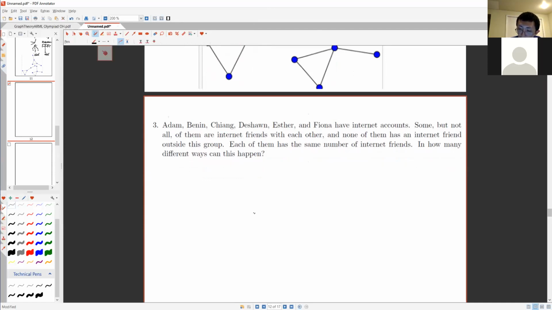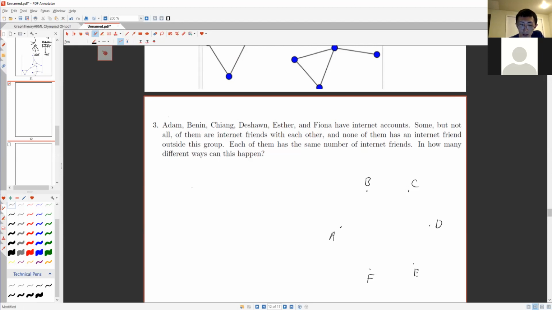So let's say we have vertices A, B, C, or let's not draw any edges yet. Because mathematicians are so unlazy and creative with their namings, their names start with A, B, C, D, E, F for my convenience. No, not really, but I find it kind of amusing. So some, but not all of them are internet friends with each other, and none of them has an internet friend outside of this group. Poor them. Each of them has the same number of internet friends. How many ways can this happen?